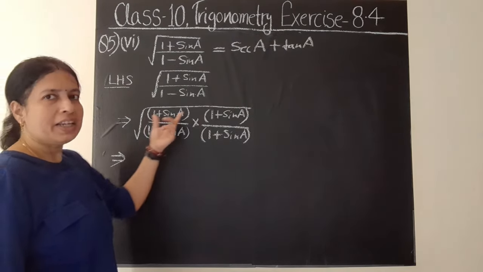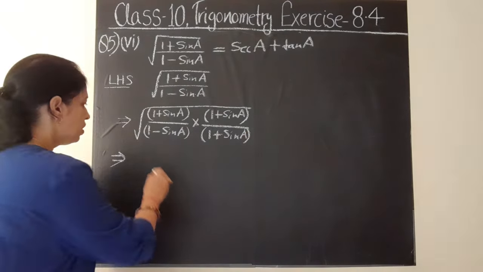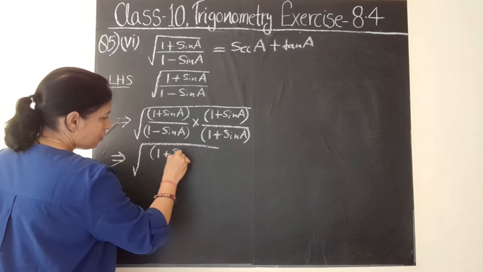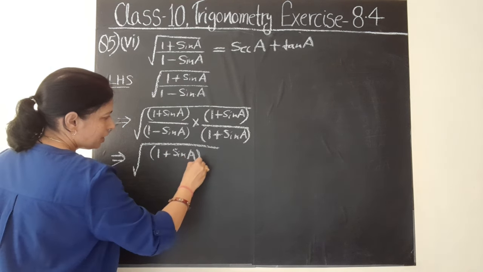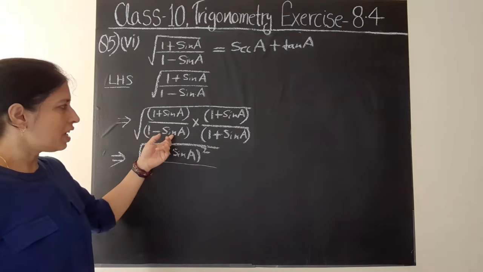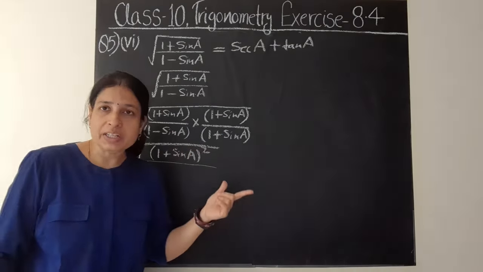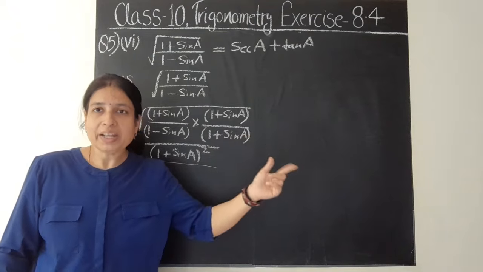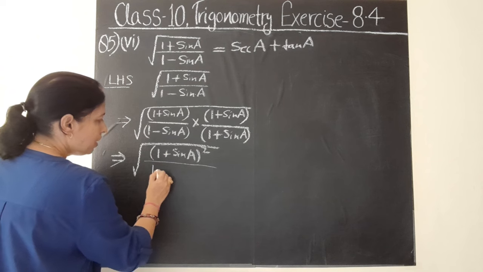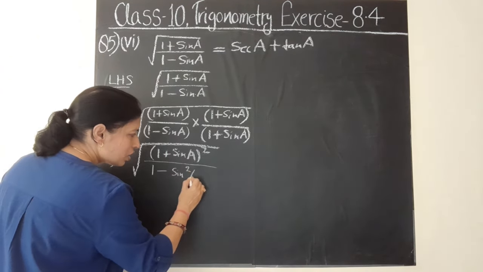Here 1 plus sin A into 1 plus sin A means square of 1 plus sin A. So right here, square of 1 plus sin A, and here it is 1 minus sin A into 1 plus sin A. It is in the form of A plus B into A minus B, that will be A square minus B square. So right here A square will be 1 minus B square will be square of sin, so it will be sin square A.